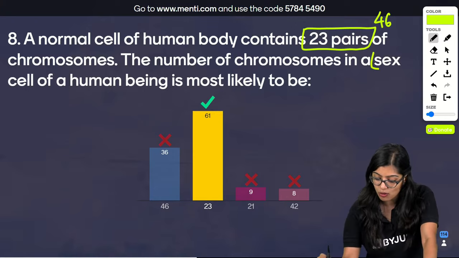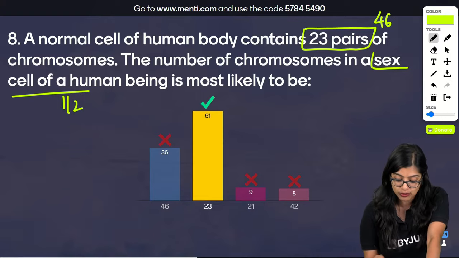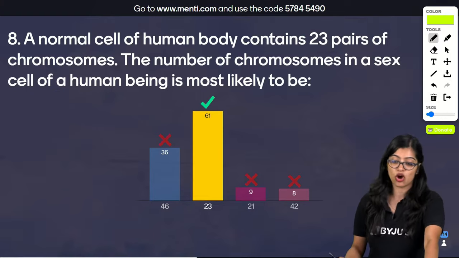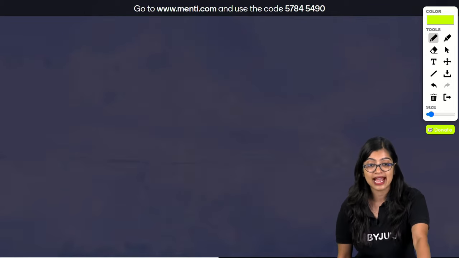Then they're saying how much is there in a sex cell. A sex cell will have only half the number of chromosomes. Only 23 will be there. So the correct answer is option B, 23. Now moving on to the next question.